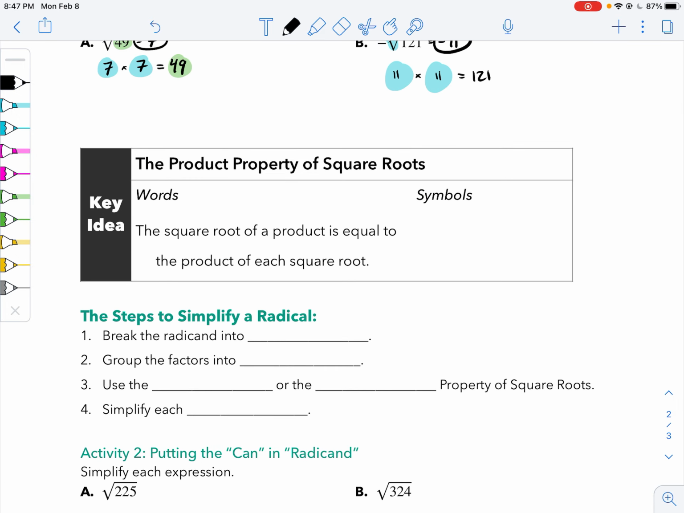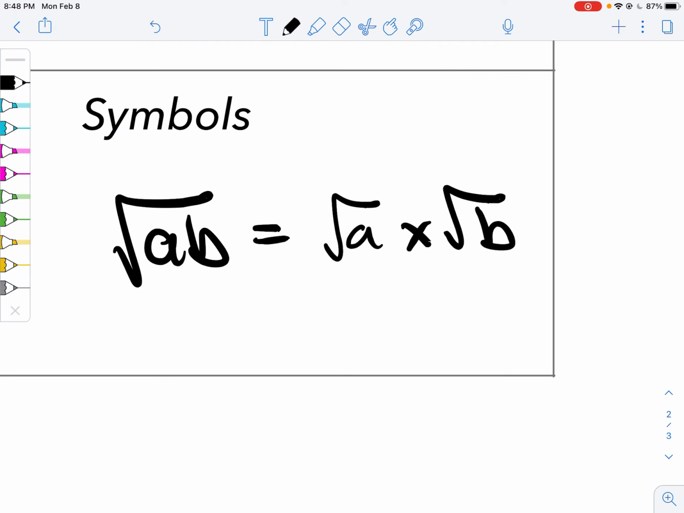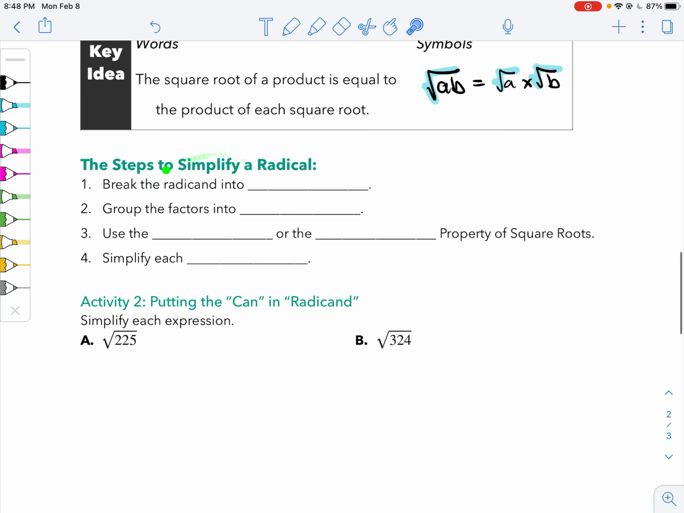Cool. Now we can put this to good use by multiplying them together. This says the square root of a product is equal to the product of the individual square roots. So you can spread your radical symbol to both of your variables. Square root of AB is the square root of A times the square root of B. We're going to put this into practice to help us simplify radicals.